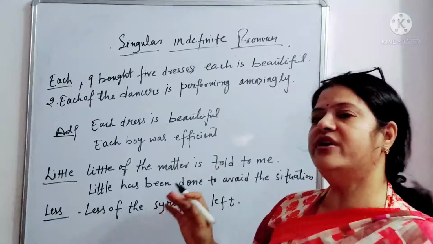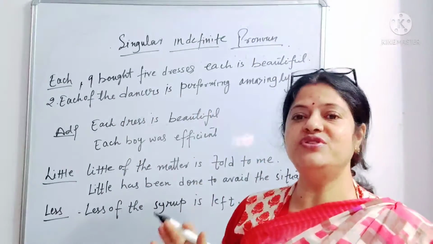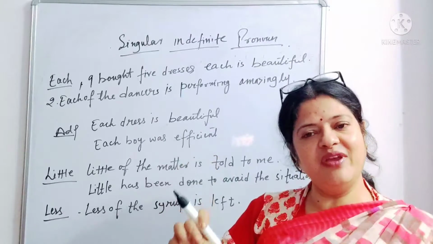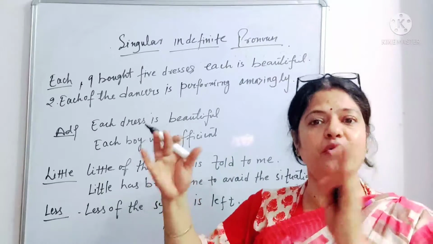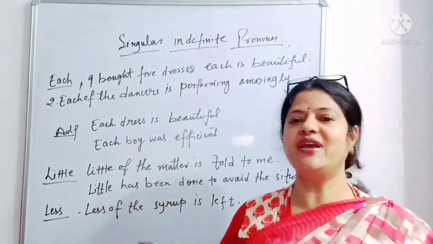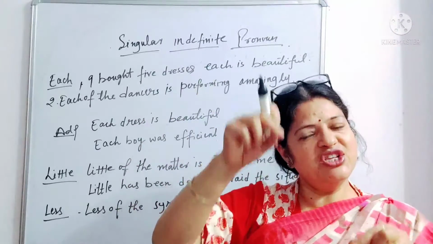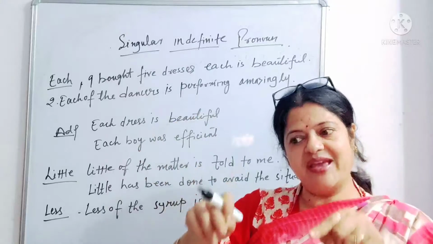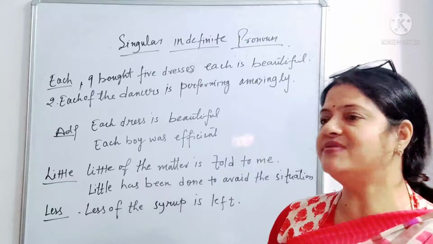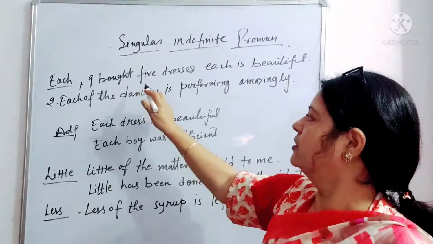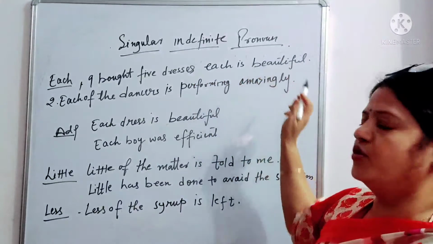So our next singular indefinite pronoun is each. We use each when we want to focus on every individual item in a group. Okay. Suppose lots of things are there and we want to focus on each and every thing or individual, we use each. So I'm giving you an example so that it becomes clear to you. I bought 5 dresses. Each is beautiful.